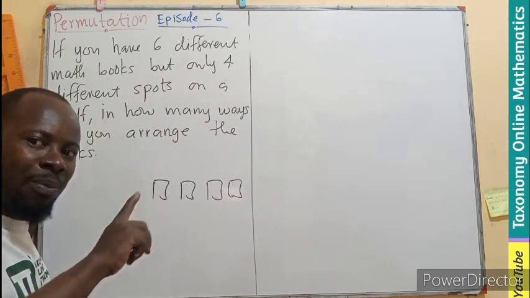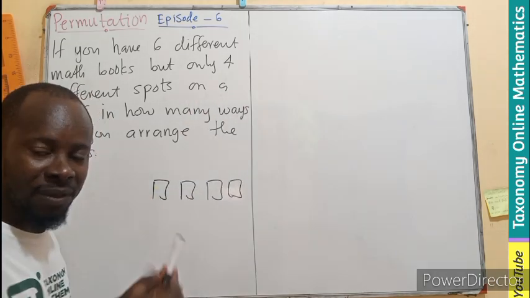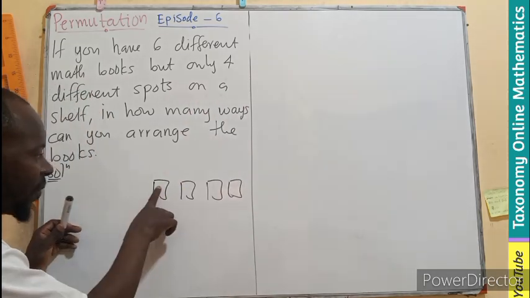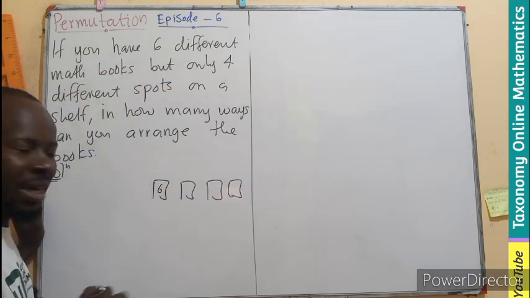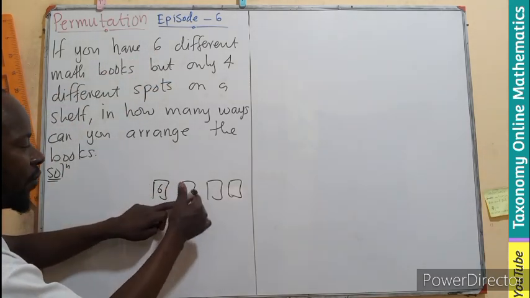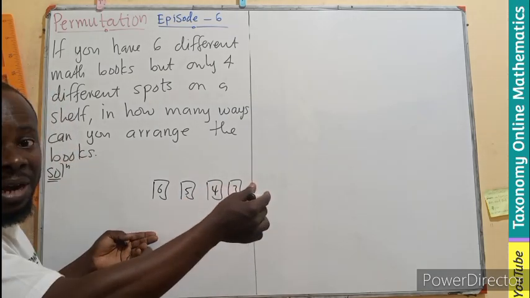If you check our first episode, we can also use the fundamental principle of counting to get that answer. Meaning, for the first slot, there will be 6 possible choices. For the second slot, we are left with only 5 possible choices, then 4 and 3 in that order.